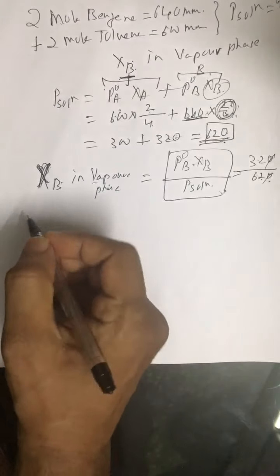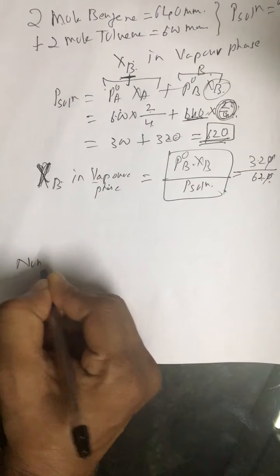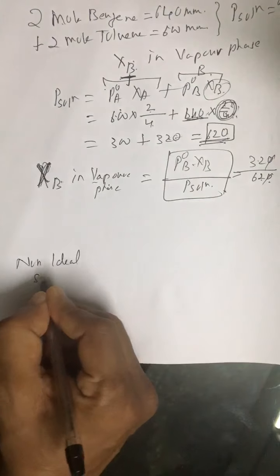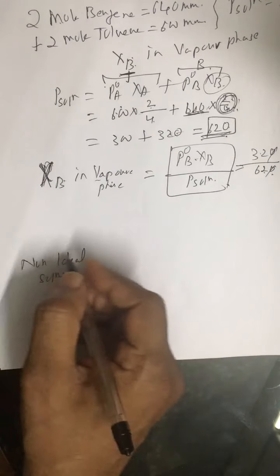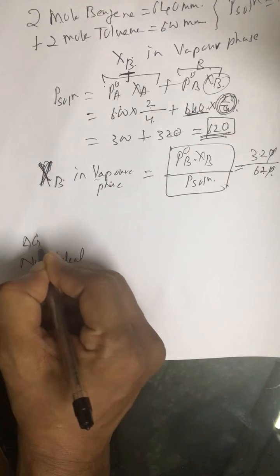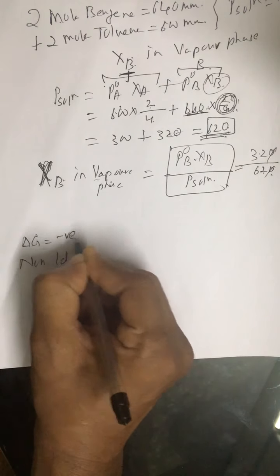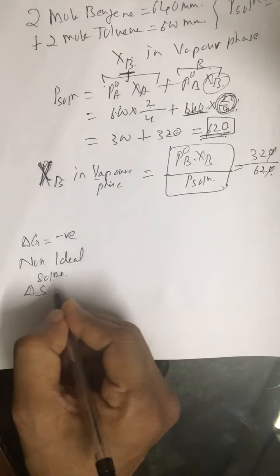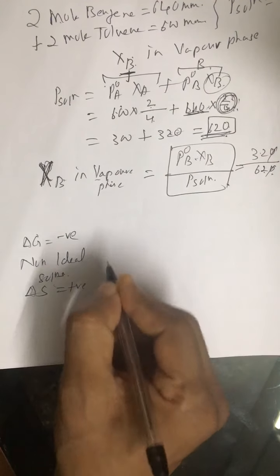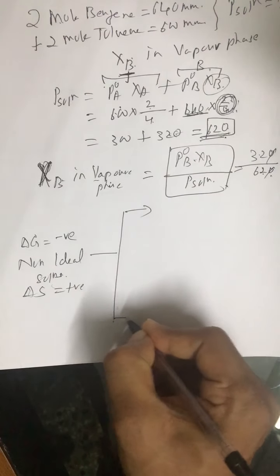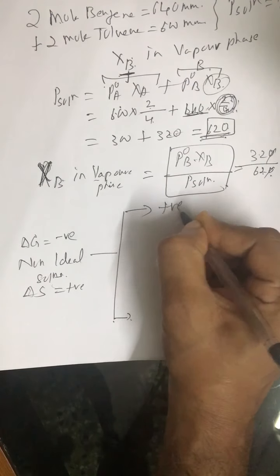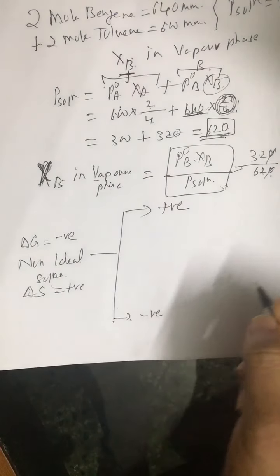And then comes non-ideal solutions. Alright, non-ideal solutions. In non-ideal solutions, again you should be careful. Delta G mixing is negative and delta S mixing is positive. Alright, whether it is positive deviation or negative deviation, there are two cases. One is positive deviation, one is negative deviation.